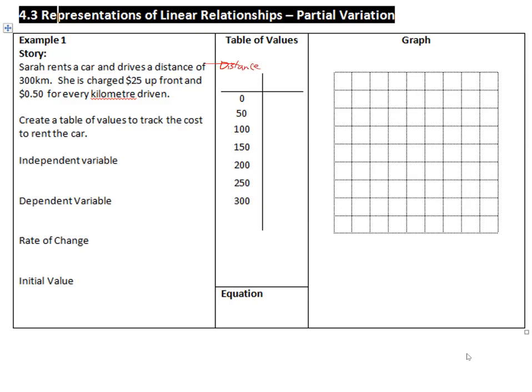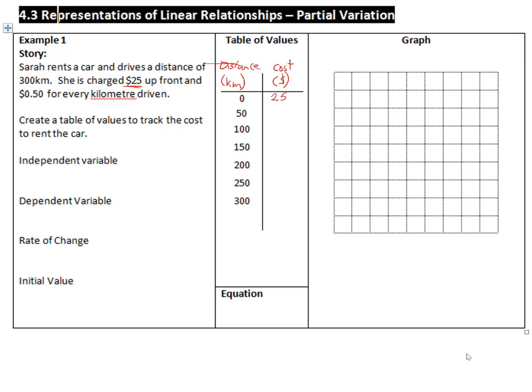In this case, though, distance is going to be our independent variable. And the reason why it's going to be our independent variable is because the cost depends on the distance. How much does it cost to rent the car? Well, it depends on how much you drive, really. Remember, when she drives 0 kilometers, she's charged $25 up front. So if she doesn't drive at all and she rents it, it's $25. Then it's 50 cents for every kilometer driven.